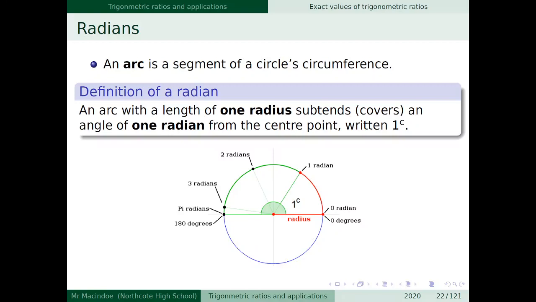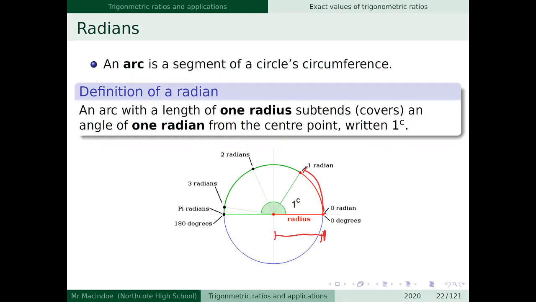Now, we've got the definition here that 1 radian is the arc length around the circle that is 1 radius of that circle. So here we see that the radius is, in red here, from here to here, about that distance. And if you were to go around the circle, that's from there to around there. And that should be the same distance.